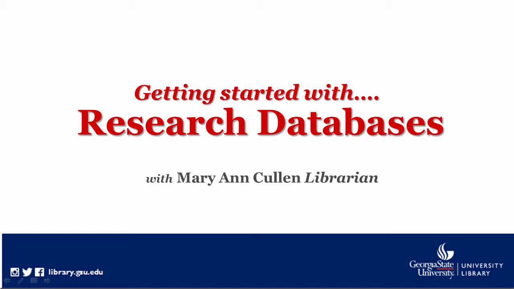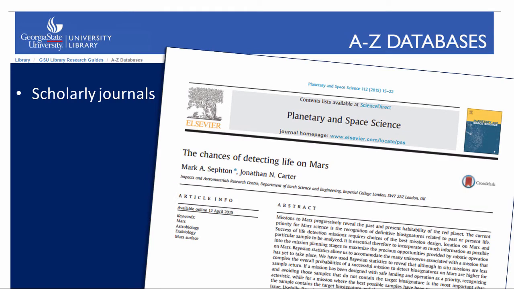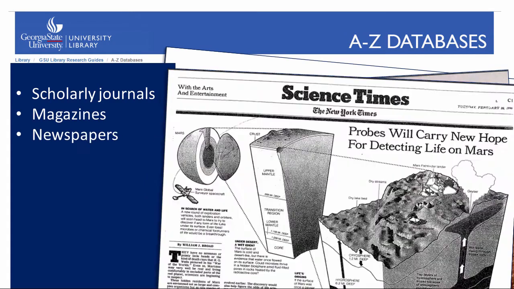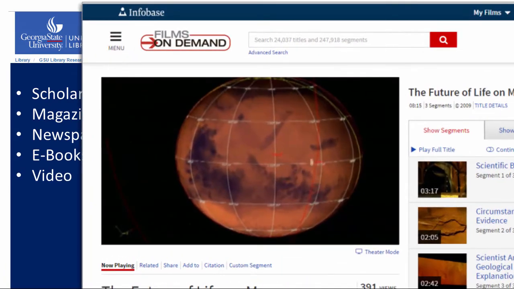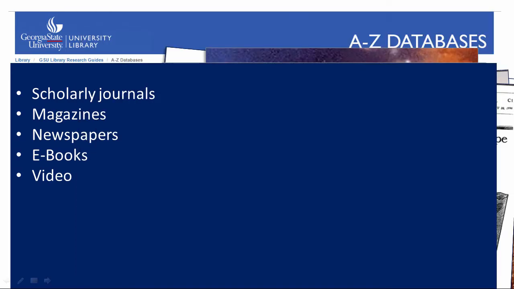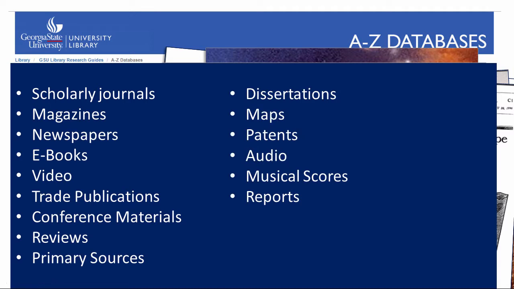Let's talk about research databases. Georgia State University Library's collection of research databases can connect you with high-quality information sources, including articles from scholarly journals, magazines, and newspapers, as well as electronic books, streaming videos, and many other types of information sources. Many of the information sources found in research databases are not available on the open web, so you cannot get to them from search engines like Google.